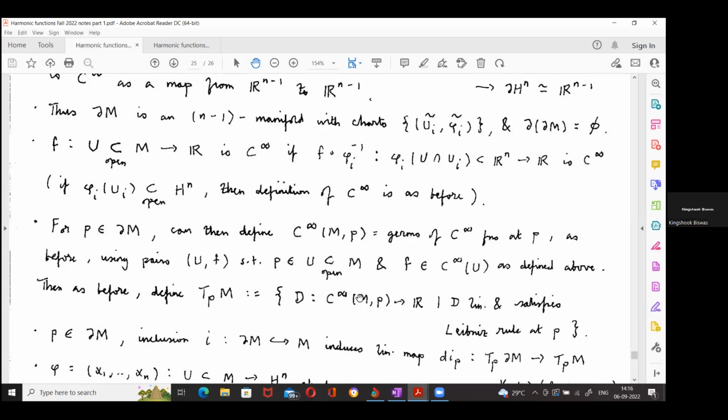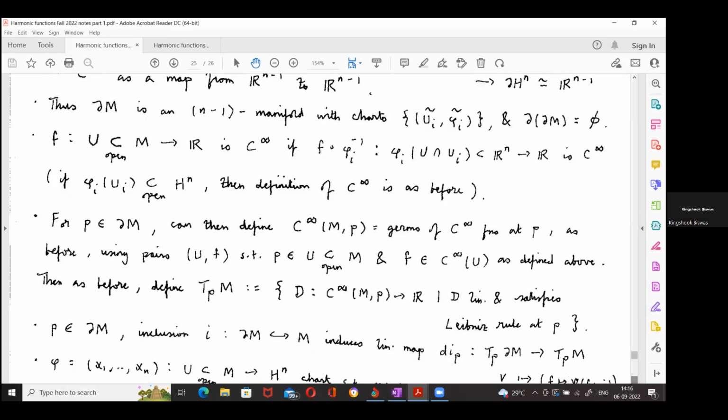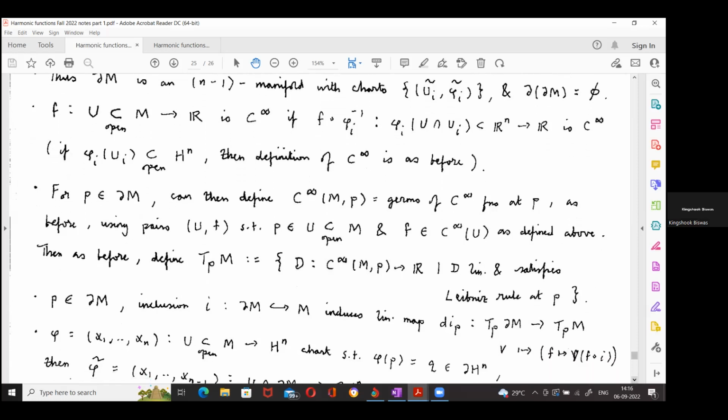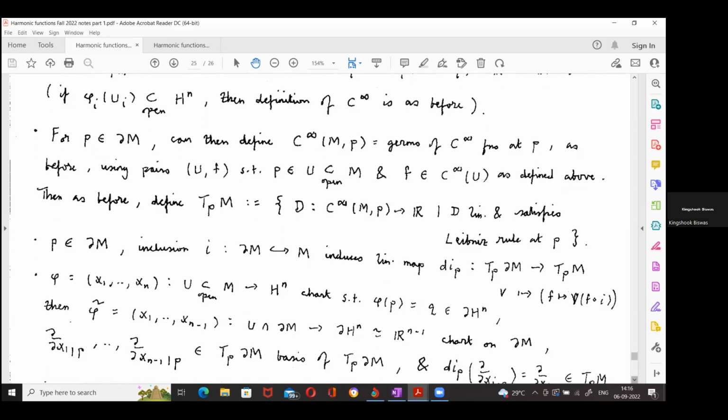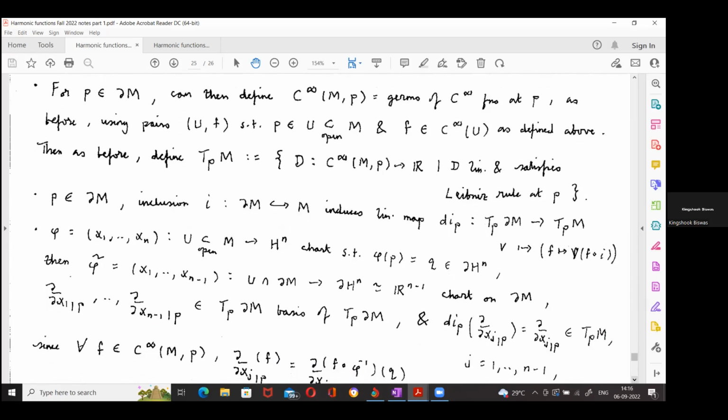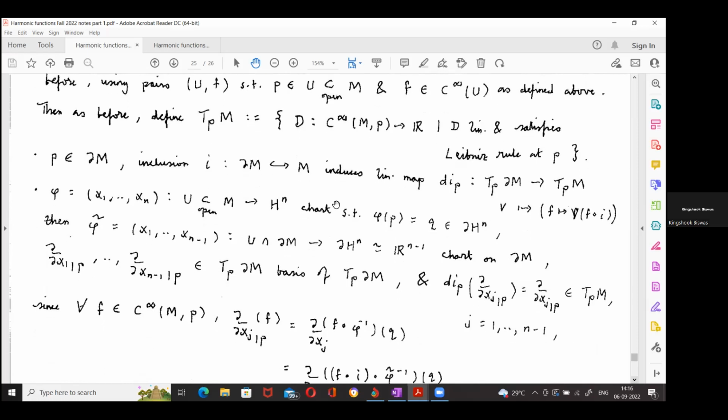Yeah, that's all. Okay, and then you can show that this is a vector space of dimension n, with a basis del del x1 up to del del xn, as for the case of manifolds without boundary. So I'm not going to do that. But now I want to talk about the tangent space to the boundary.